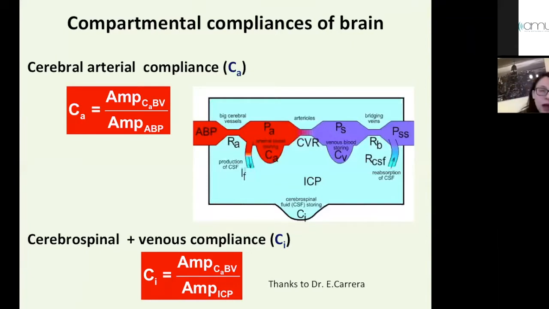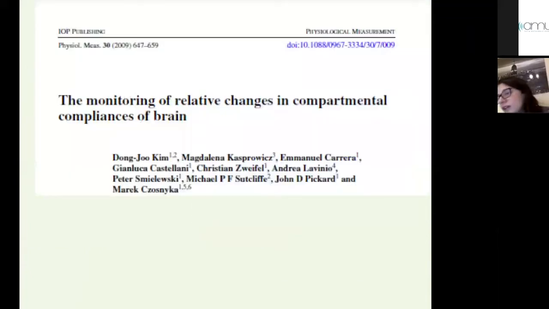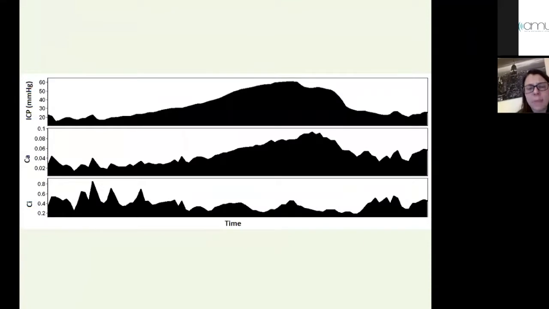So how do we use the cerebral compliance? It has been used by a lot of authors, but most of it has been used for research purposes. It's very difficult to assess the cerebral compliance in clinical practice, at least in real time. But this is a very nice example that I want to show you. So this is a plateau wave. I'm sure you all know what a plateau wave is.